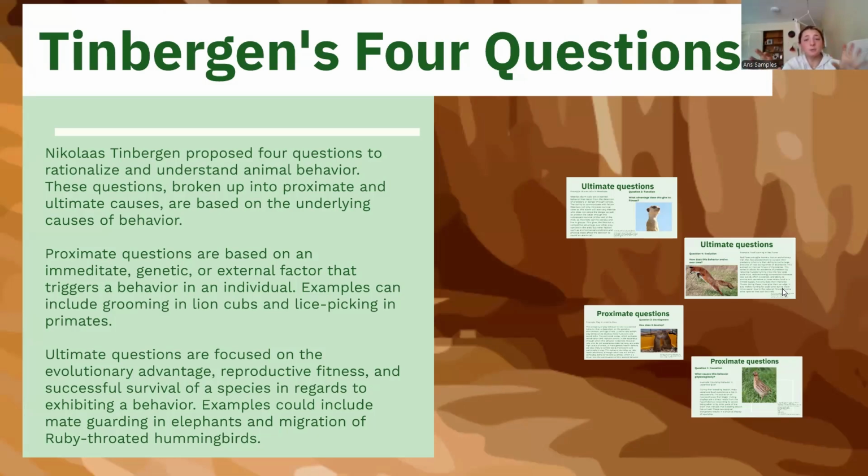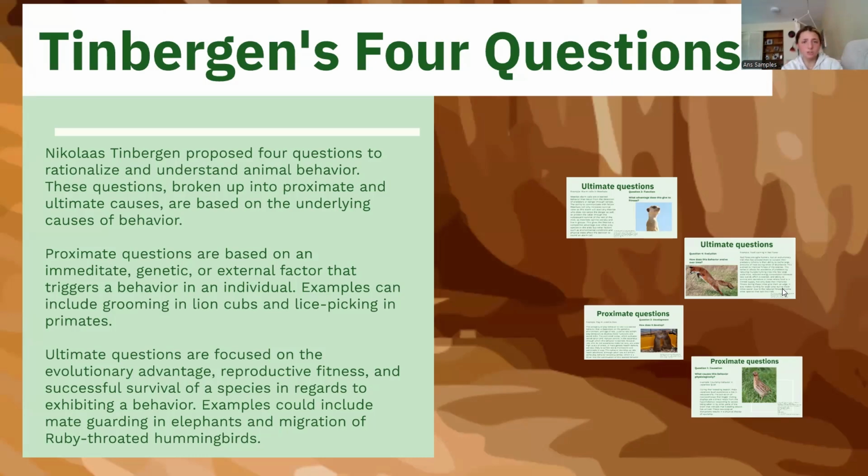He broke this into proximate and ultimate questions or causes, right? So proximate causes focus on basically an individual, and it's how, like, genetic, immediate, external factors trigger a behavior in an individual. Great examples: lion cubs lick each other. Mama licks the lion cubs. Lice picking in primates. You don't want lice, I'll pick them out for you and eat them.